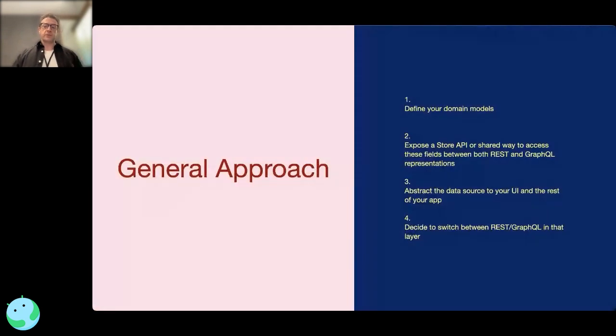So, what does this look like? The general approach is to define your domain models, expose a store API or a shared way to access these fields between both REST and GraphQL representations, abstract the data source to your UI and rest of your app, and then decide to switch between the REST and GraphQL in that layer of the app.